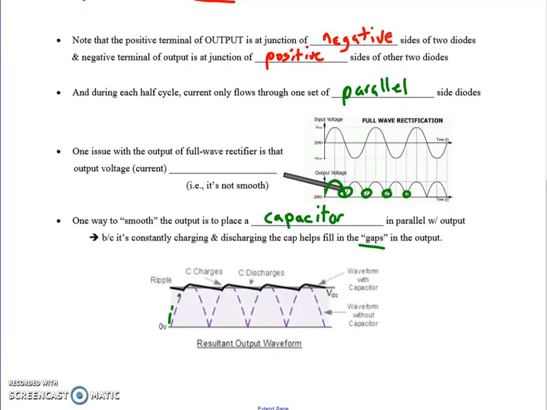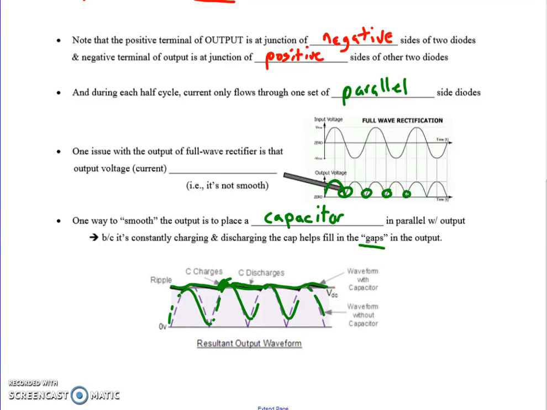So if this represents the output with just the diode bridge, if we put capacitors in there, then it'll take on more this shape, which is kind of flatter. And that's what you want from a DC. There's not as many ripples in it. Okay, and then you can look at when the capacitor is charging, there's that little bump right here, and when it discharges, it fills in most of the gap, and that's important.